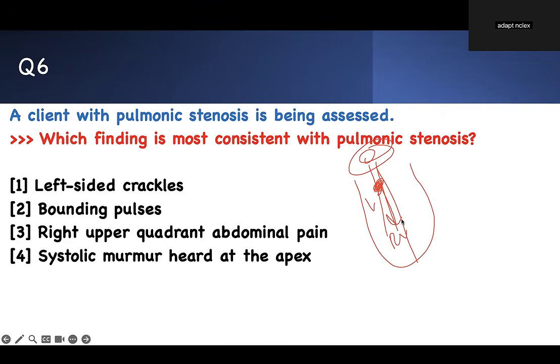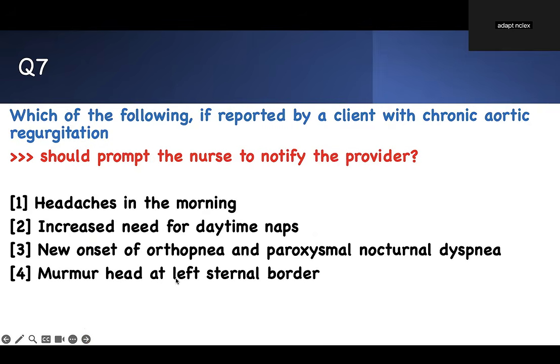Well, right upper quadrant pain is hepatomegaly, one of the signs and symptoms of right-sided heart failure. Therefore, if I see abdominal pain, it's consistent with hepatomegaly. Therefore, what is the right answer? Number 3 is the right answer. Like I said, these questions are difficult, but they are not, because they are valvular heart disease. It requires some critical thinking. Think about it, test-taking strategy for your nursing school or NCLEX or whatever exams you're taking, you'll be able to master it.